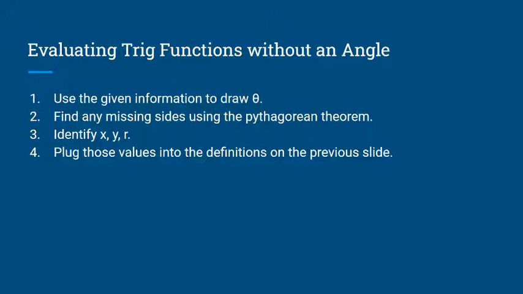They'll either tell you the right quadrant or enough information to find the right quadrant, or sometimes you don't have enough information to figure out the quadrant and there could be multiple answers. So we'll look at that. Find any missing sides using the Pythagorean Theorem. Identify which sides are x, y, and r, and then plug the values in to the definitions on the previous slide. Not sure if those are on the previous slide, but definitely a slide before this one.